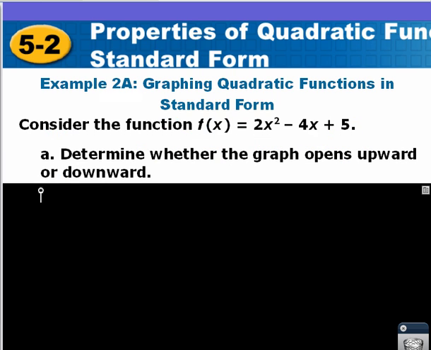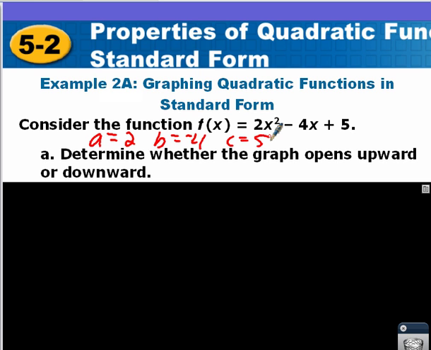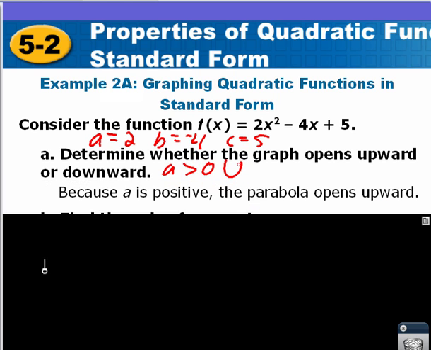So here's the problem. Consider this function. First thing you want to do is write down your a, b, and c. So here a is 2, b is equal to -4, and c is equal to 5. It says determine whether the graph opens up or down. Remember, a positive, smiley face, a negative, frowny face. Here a is positive, so we have a smiley face, which means it opens upward.